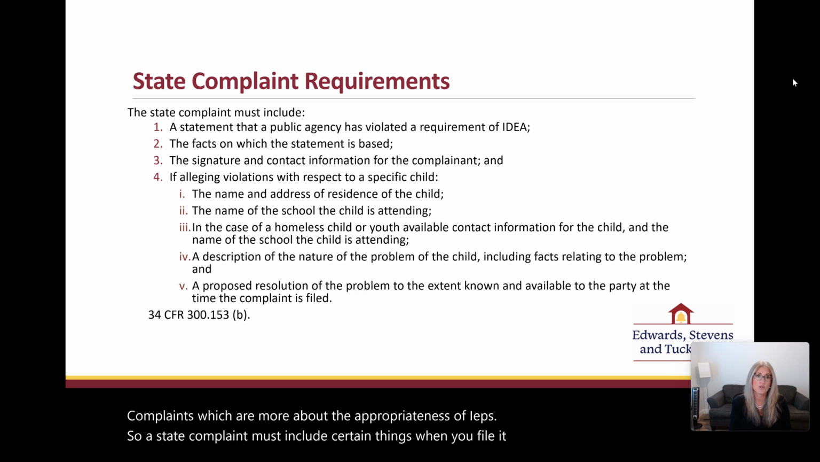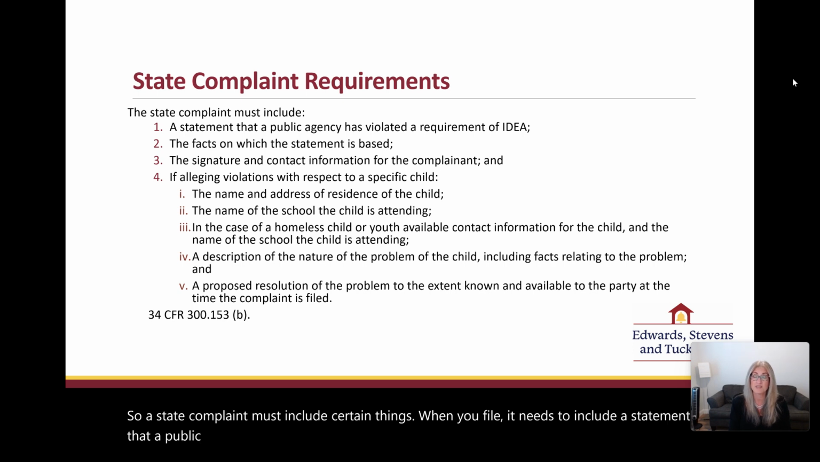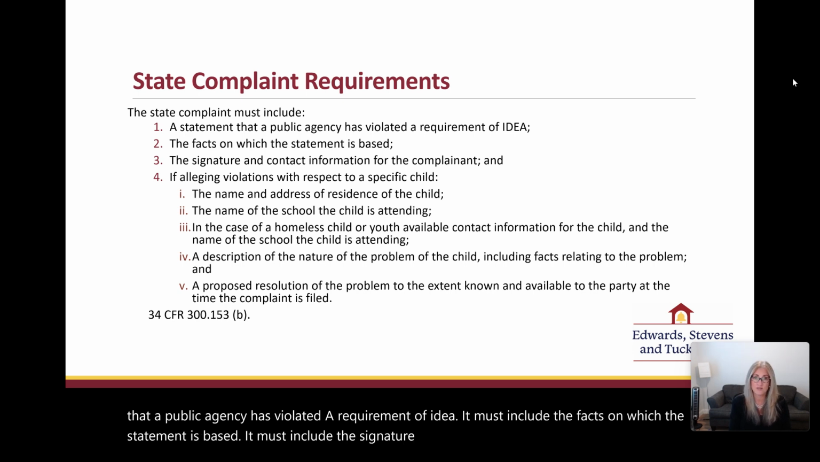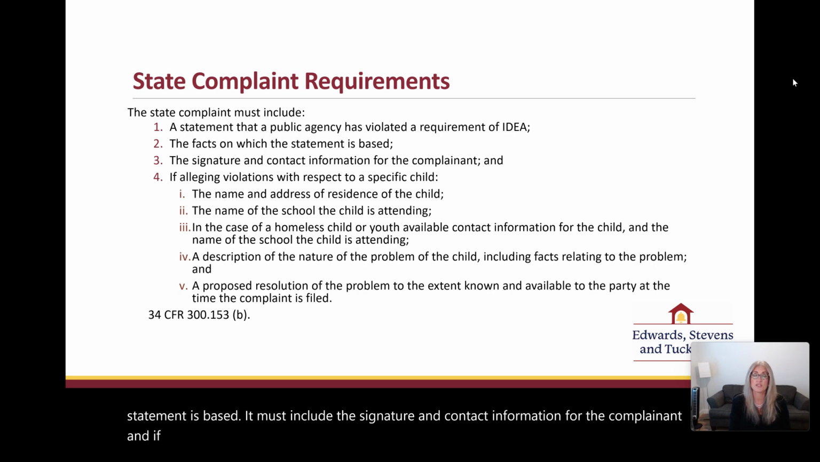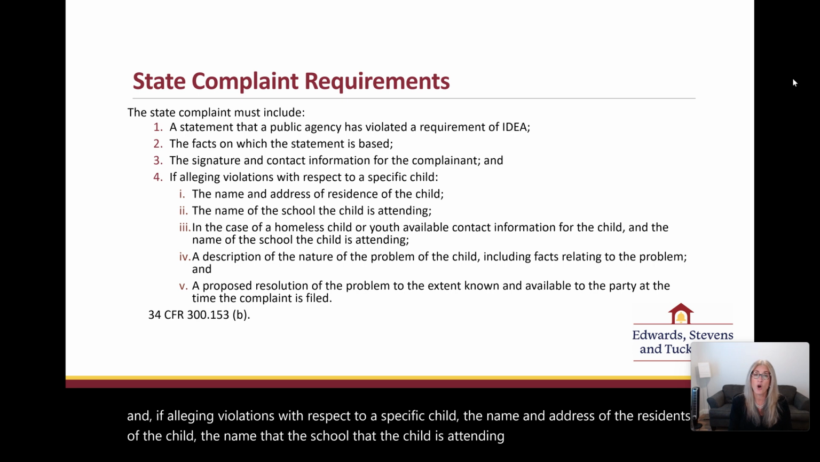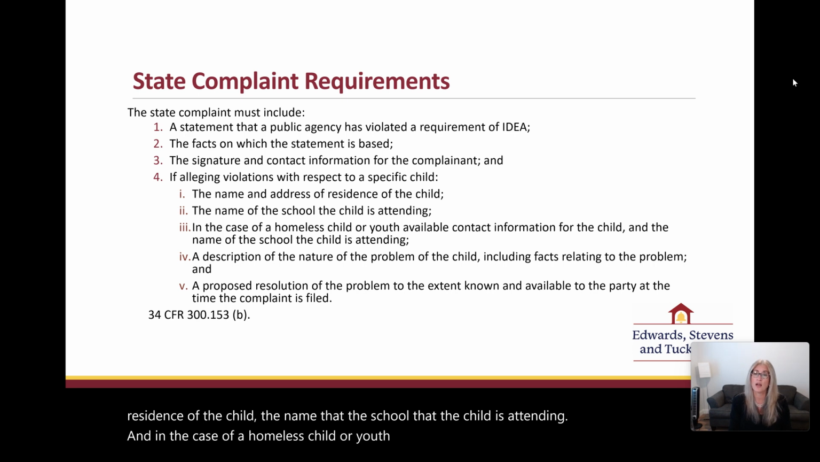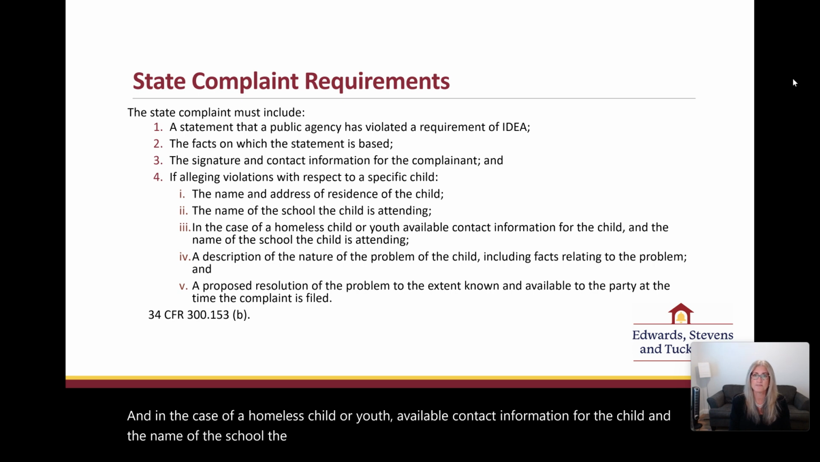It needs to include a statement that a public agency has violated a requirement of IDEA. It must include the facts on which the statement is based. It must include the signature and contact information for the complainant. And if alleging violations with respect to a specific child, the name and address of the residence of the child, the name of the school that the child is attending, and in the case of a homeless child or youth, available contact information for the child and the name of the school the child is attending.